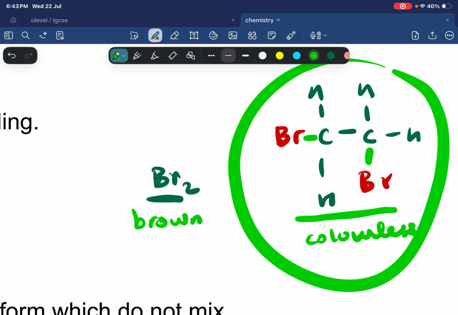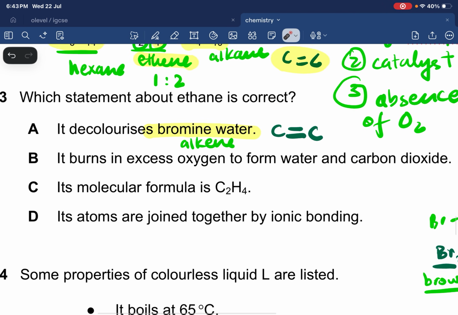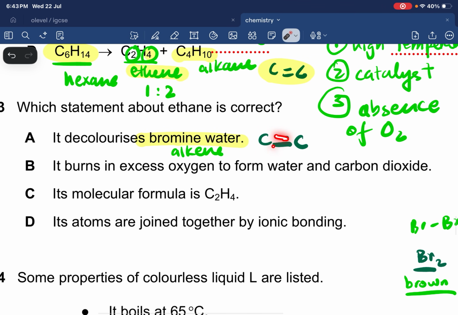So initially the brown color is gone. Why? Because the Br bond has been broken. The brown color was only because of this bond. As soon as the bond got broken, the brown color disappeared, right? So that's how you go from brown to colorless, and you can only do it when you have a double bond, because that double bond breaks and the bromine gets added to both the carbons, right?